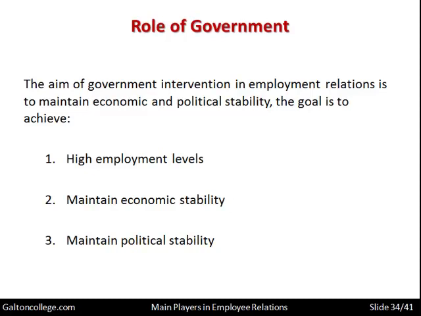So the government will intervene in employee relations to maintain economic and political stability. The government can't allow the country to degenerate into chaos. Now this could be brought about by either side of industry simply adopting a very truculent attitude towards the other side, adopting a very aggressive attitude towards the other side.